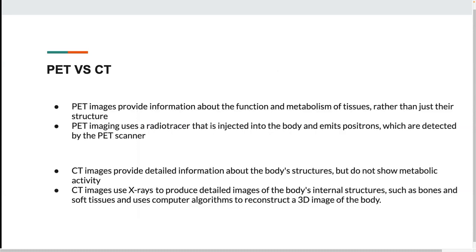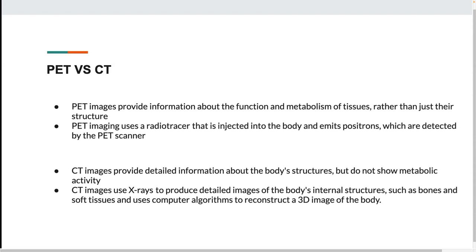So what is PET and what is CT? PET images provide information about the function and metabolism of the tissues rather than their structures. PET uses a radio tracer that is injected into the body and emits positrons which are detected by the PET scanners. On the other hand, the CT image provides detailed information about the body structure, but does not show the metabolic activities.